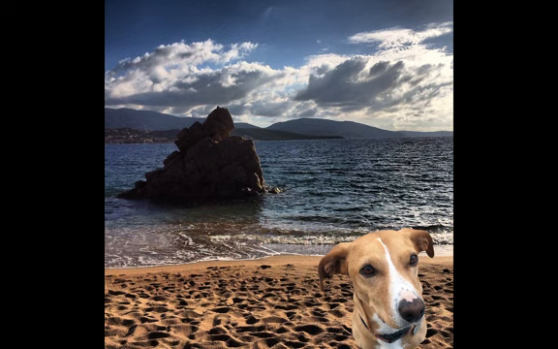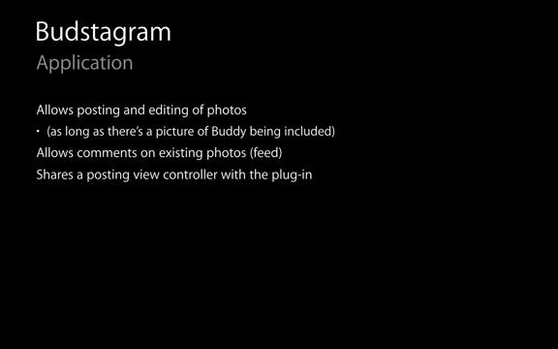We're going to take a look at three things. Budstagram, the application, is sort of the icon that the user sees. It's the place that they're going to start. Right? It's going to allow posting and editing of photos, and as long as there's a picture of Buddy in there, it'll post. We'd like to allow some comments on existing photos in sort of a feed kind of mechanism. You may have seen apps like this before somewhere, I'm not sure. And we're going to have it share a posting view controller with the extension. Right? We want to share that code so it winds up in both places.